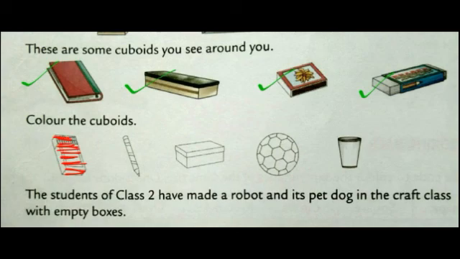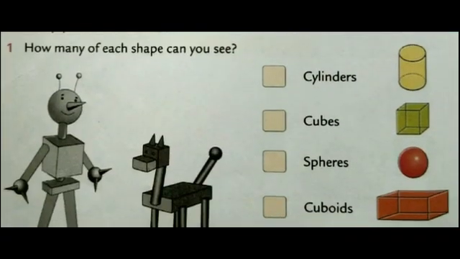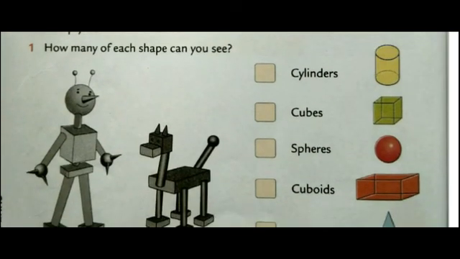The next is a pencil, which is not a cuboid. Then we can see a box, or you can say a compass box, or whatever. It's a cuboid, so we need to color it. Color can be of your choice. Now, next two shapes are of a ball and a glass, which is not at all a cuboid. Okay, so now see this question given here.